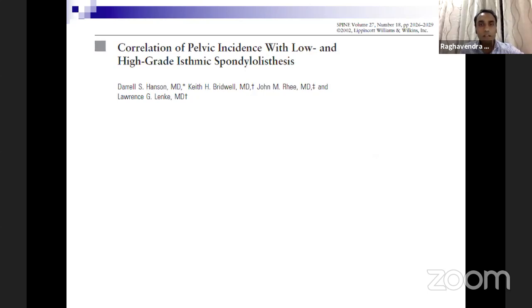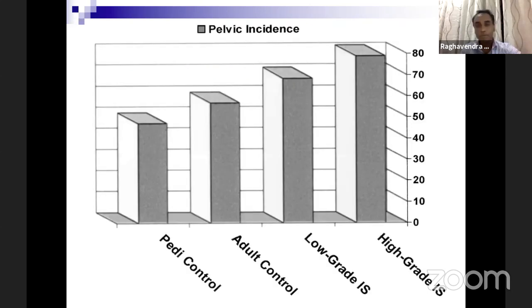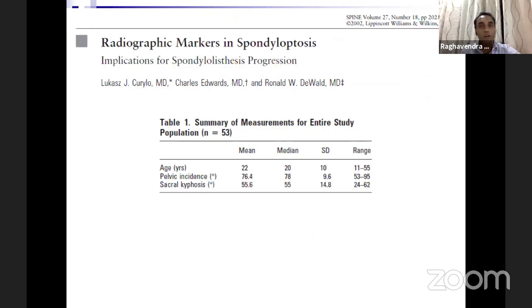So there is a study from the US from Keith Bridwell and Lawrence Lenke, where they have seen that even in low-grade isthmic spondylolisthesis, pelvic incidence is higher compared to adult controls and more so in high-grade isthmic spondylolisthesis. So naturally, the tendency is for us to look for any markers of spondyloptosis, to see if there is anything that can predict spondylolisthesis progression and bring it on to a spondyloptosis. So again, as I already mentioned, the pelvic incidence is very high.